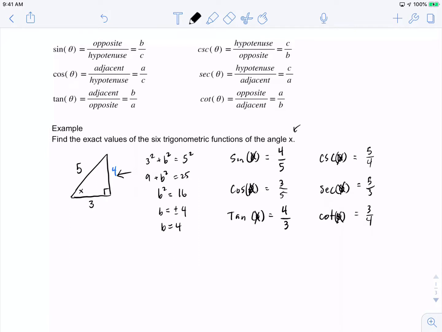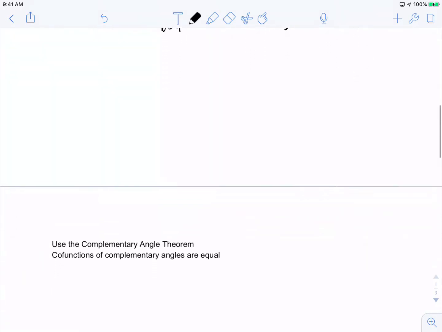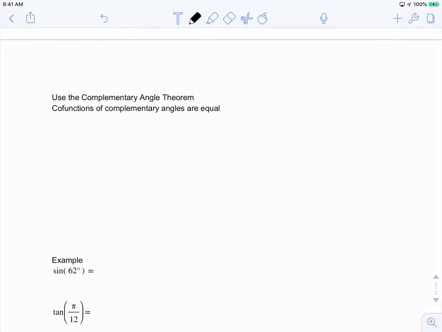Okay, the next thing to look at is the complementary angle theorem. And it says that cofunctions of complementary angles are equal. And so let me just draw a picture of this so you guys can see. So again, we're dealing with these right triangles, and if I call this capital B and this capital A, the opposites to those angles are the lowercase sides. So then this guy would be capital C.